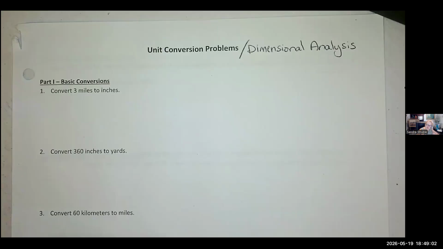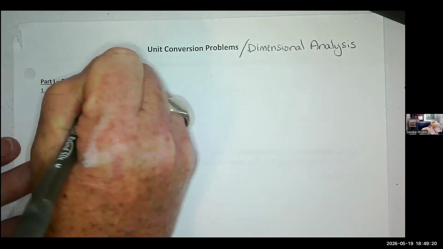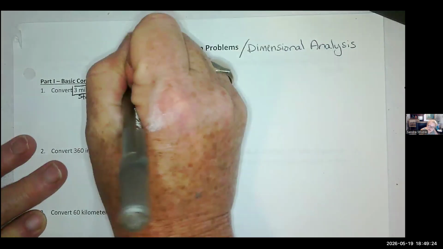If you're going to convert 3 miles to inches, all right, if you ever question, I don't know where to start, you start with what they give you. They're giving you 3 miles. This is where you start. And what they want you to convert to is where you want to end. You want to end up at inches.